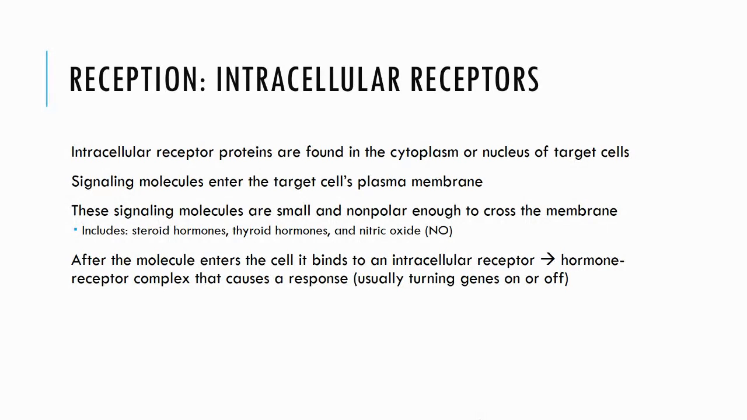Intracellular receptor proteins are found in the cytoplasm or nucleus of the target cells. Signaling molecules will enter the target cell's plasma membrane, and these signaling molecules are small and nonpolar enough to just go through the membrane without having to go through a protein. Some examples are steroid hormones, thyroid hormones, and nitric oxide. After the molecule enters a cell, it binds to an intracellular receptor, meaning it's on the inside, like a hormone receptor complex, which will cause a response. Usually here the response would be turning a gene on or turning a gene off.